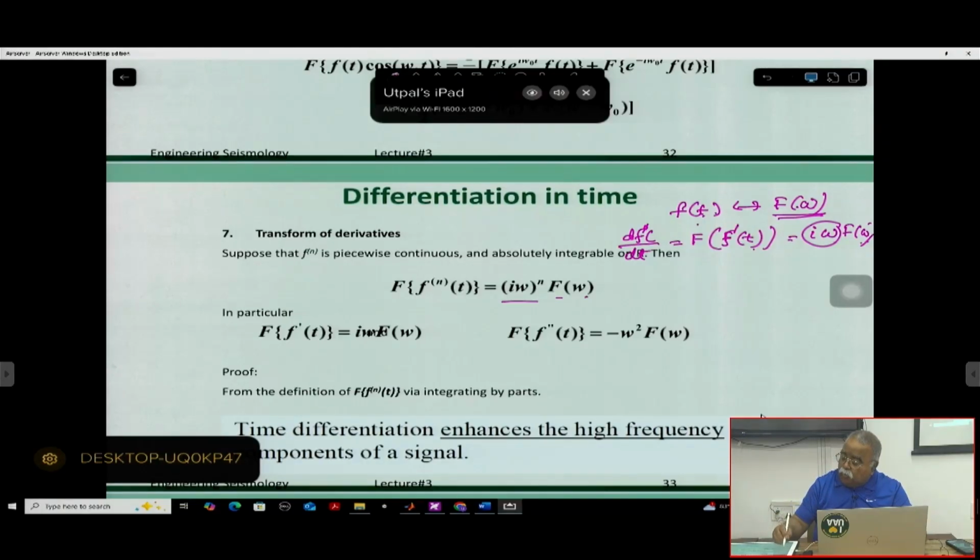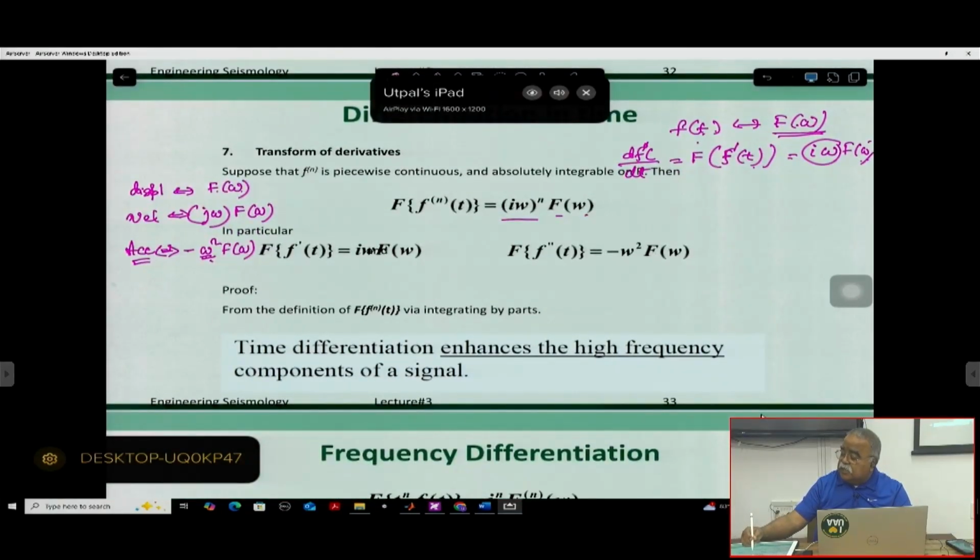So if the displacement has a Fourier transform of F(omega), then if you calculate the velocity, it will have a Fourier transform of whatever function it is, just multiplied with j omega. Okay, so if you calculate acceleration, then it will be equal to minus omega square F(omega). So you need not do anything, you just multiply it with omega square, and you can get the corresponding Fourier transform of the acceleration pulse, right?